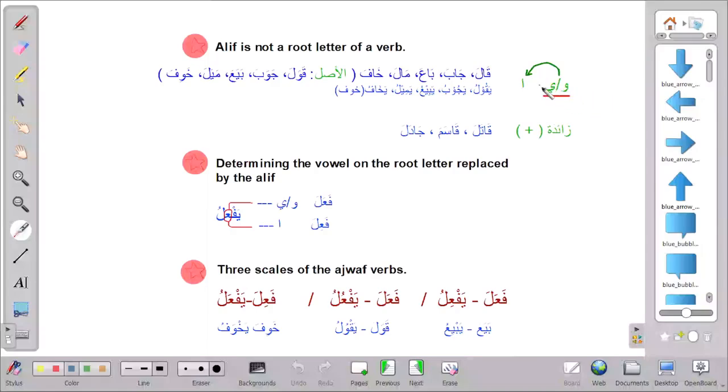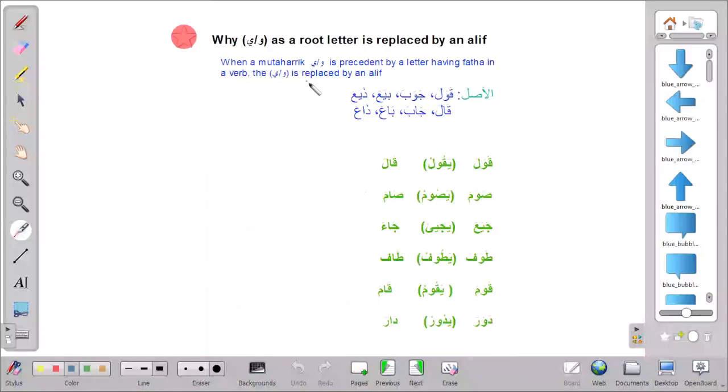Now let's look at why we replace it. As we say Kawala, why do we replace the Waw by an Alif? Why do we take the Waw here, then replace it by an Alif, so that it becomes Kola instead of Kawala? Why did we do so? As I said, there's a rule, and that rule is what is stated here.